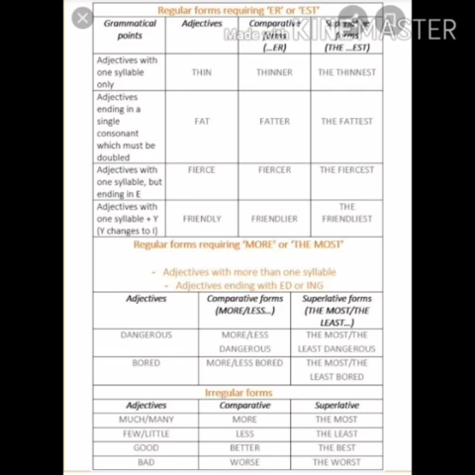At last, we will look at this table again. All the rules are clearly given in this table. Let me tell you one more thing, students. What is a syllable? A syllable depends upon the number of vowels used in a word. Vowels are A, E, I, O, U.